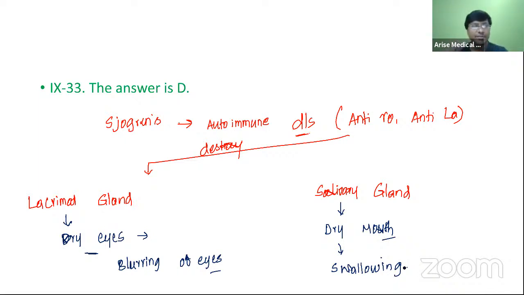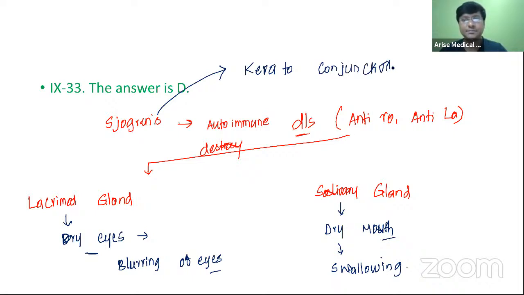Remember, Sjogren's is also called keratoconjunctivitis sicca. The other name of this is keratoconjunctivitis sicca.